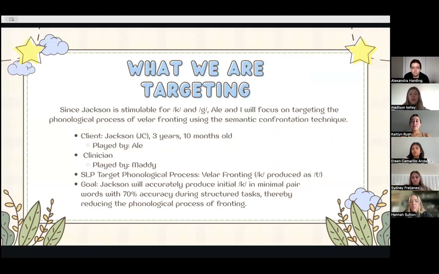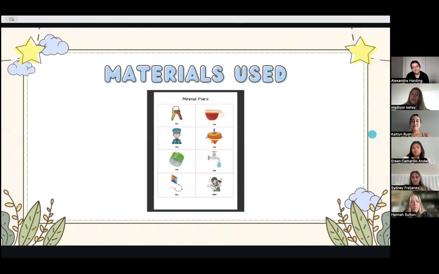And then the goal for Jackson will be to accurately produce initial K in minimal pair words with 70% accuracy during structured tasks, thereby reducing the phonological process of fronting. And then this is just the cards that we had made.